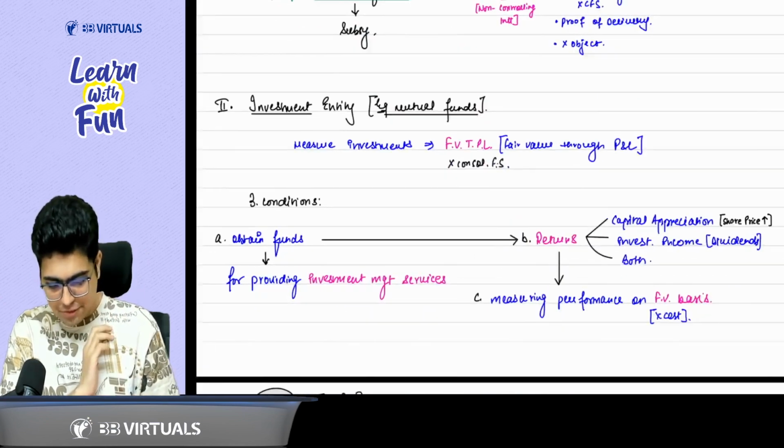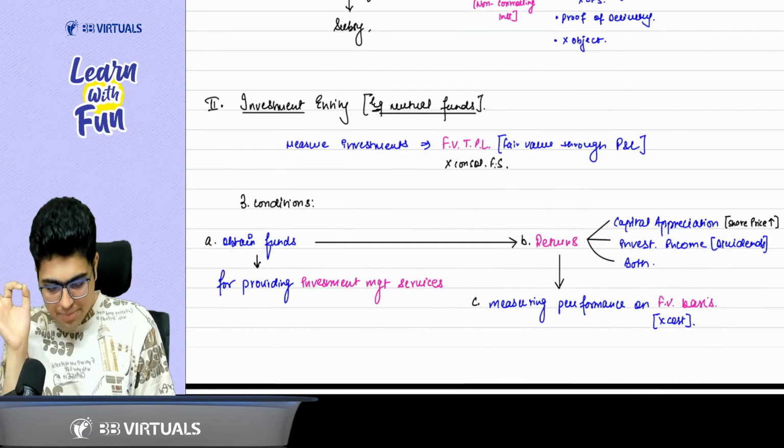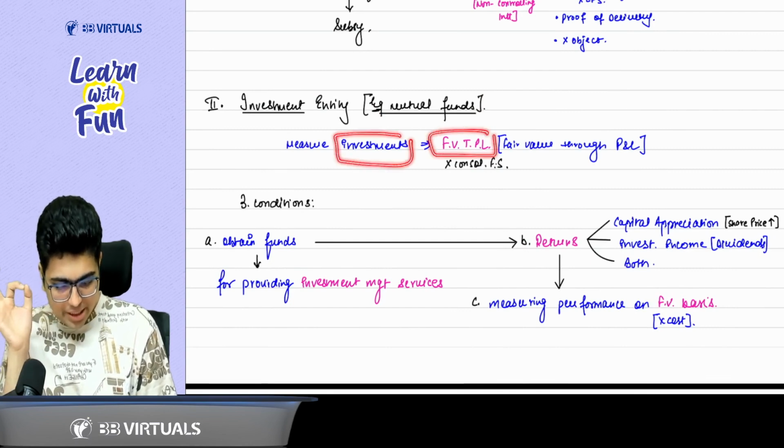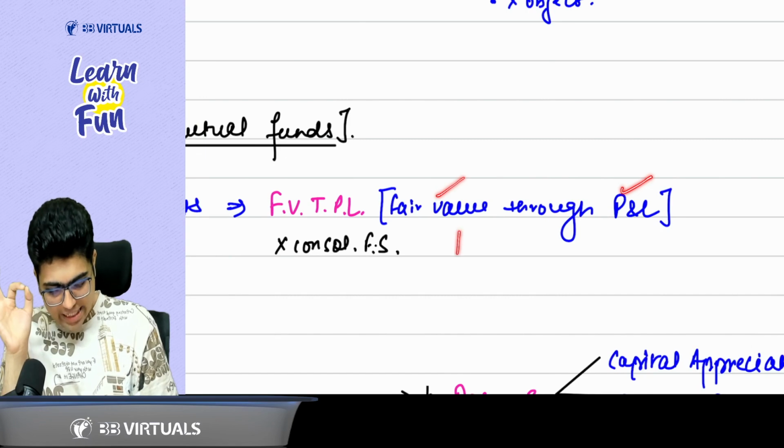The second exemption from CFS is for an investment entity like a mutual fund. If they are measuring the investments on an FVTPL basis, FVTPL means fair value through PNL, any increase in fair value is credited to the PNL.